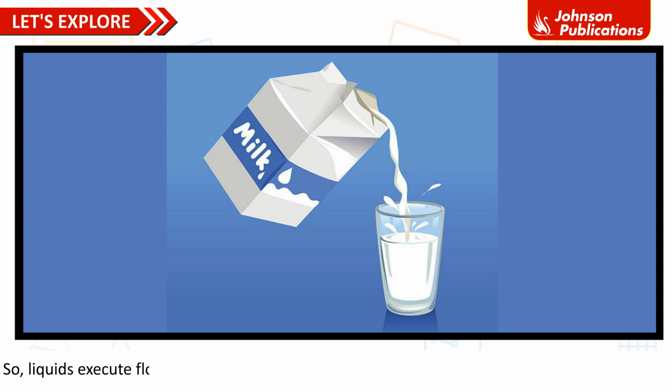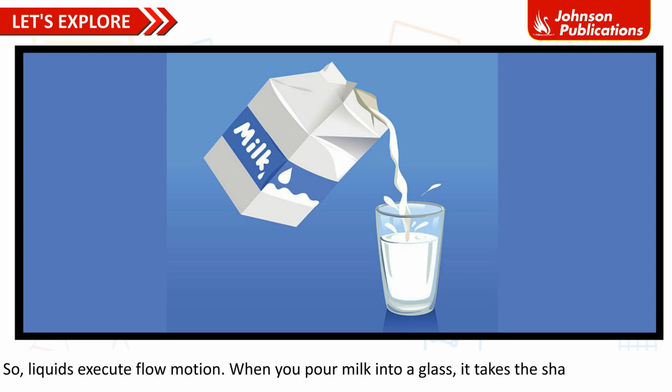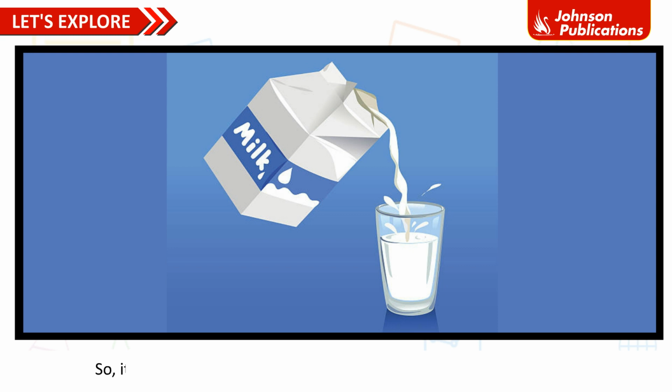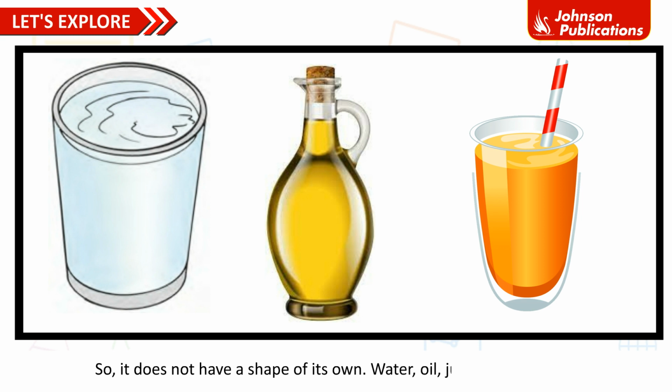So, liquids exhibit flow motion. When you pour milk into a glass, it takes the shape of the glass. So, it does not have a shape of its own. Water, oil, juice are all liquids.